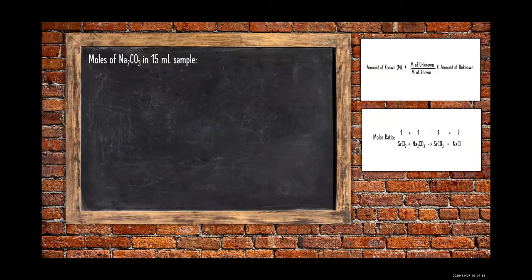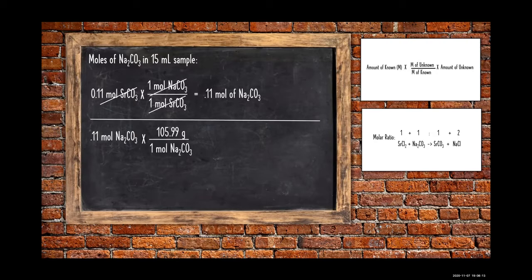Now, if we want to know how many moles of sodium carbonate are in our 15 milliliter sample, we simply take our moles of strontium carbonate and multiply it by the molar ratio. In this case, our molar ratio was 1 mole of sodium carbonate to 1 mole of strontium carbonate. So our answer becomes 0.11 mole of sodium carbonate. Now, if we take that 0.11 mole of sodium carbonate and multiply it by the conversion factor for molar mass of sodium carbonate, we can find out how many grams of sodium carbonate were in that 15 milliliter sample.